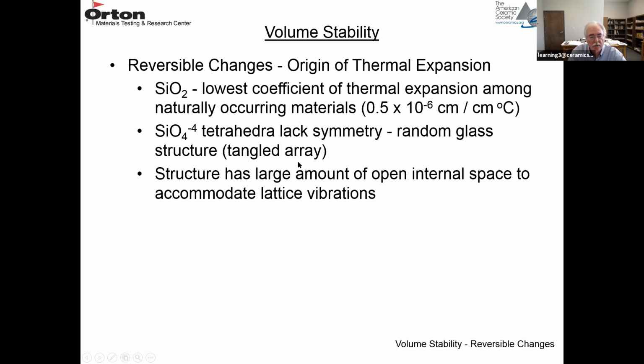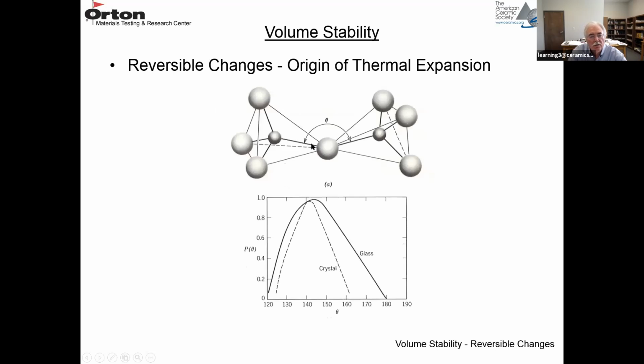It's a random glass structure. It's basically tangled arrays of SiO4 tetrahedra. This structure has a lot of open internal space to accommodate lattice vibrations. So that's why it has a low thermal expansion coefficient.